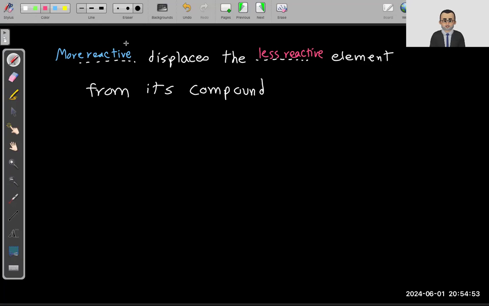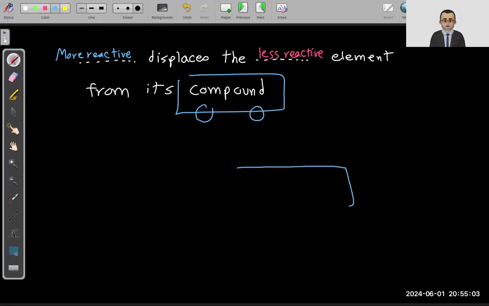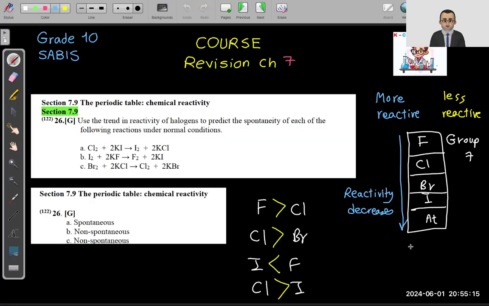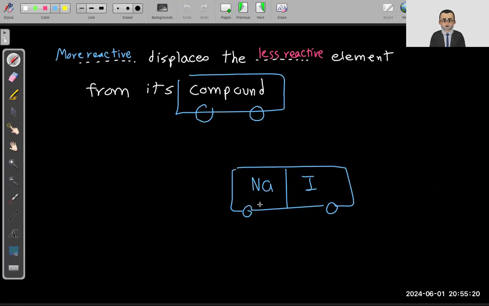So usually the one which is not inside the compound displaces the one which is inside. Let's imagine the compound as a car. It contains the less reactive element. So this is iodine sitting with the sodium. What is the sodium in the reaction? It's just sitting here, it doesn't do anything. The fight is usually between the elements of which group? Group 7. So the sodium does not interfere with the fight. It's just watching, like in a match, just spectating. It's called a spectator ion.